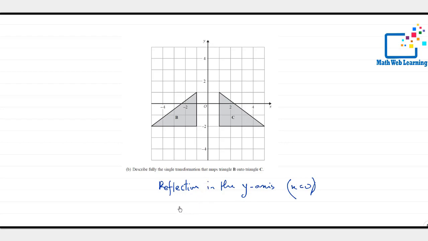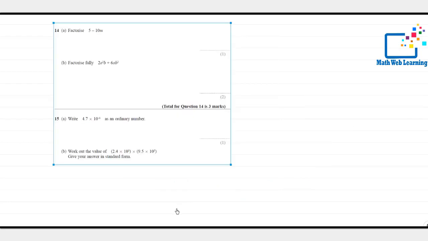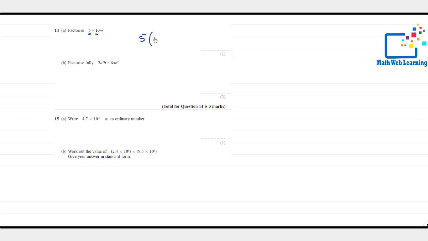So now it's question 14. Question 14 and 15 together. All right, let's start with question 14. We need to factorize 5 minus 10m. Now you can say the common factor is 5. So we're going to do 5 outside the bracket. It should be 1 here, because 5 times 1 will give me 5. This one here, minus, and then you need 10. So that's 2m, because 5 times 2m gives me 10m. That's how we do it.